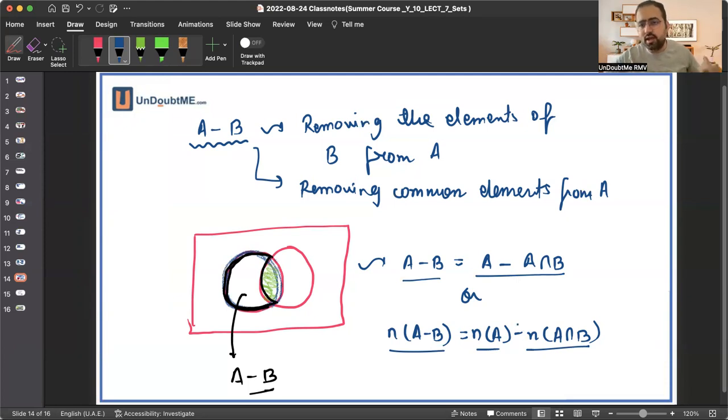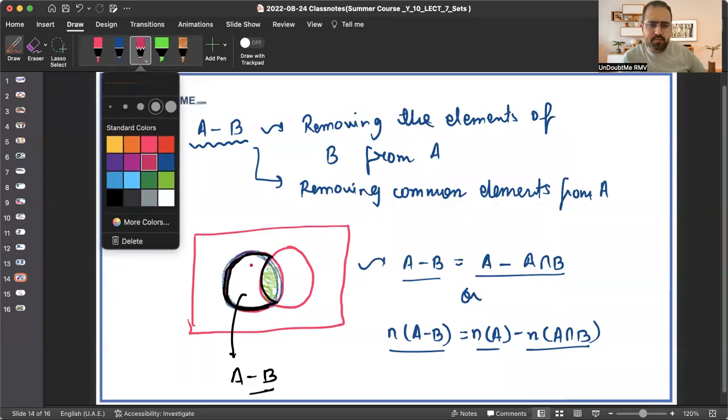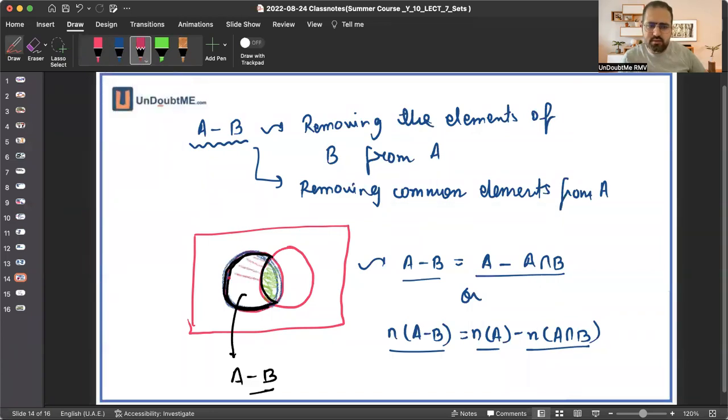But when it is about exams, please follow what your school is teaching. You should be clear with the meaning. The way we use to write is an entirely different part. So A minus B, if I finally shade that part, that will be this. Only this.